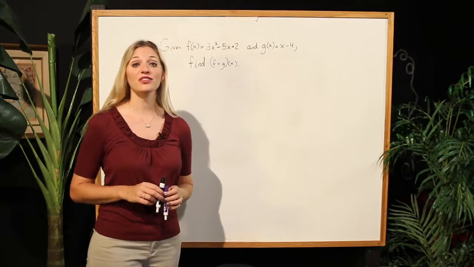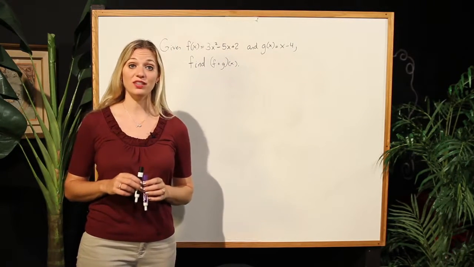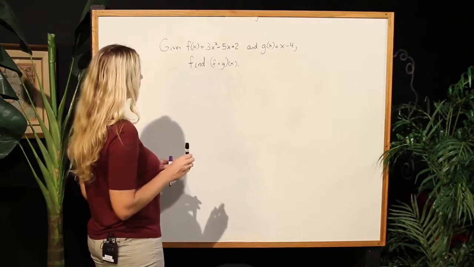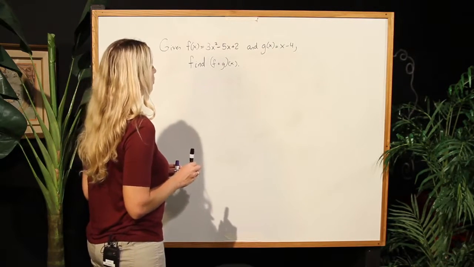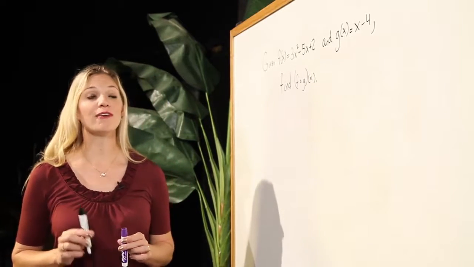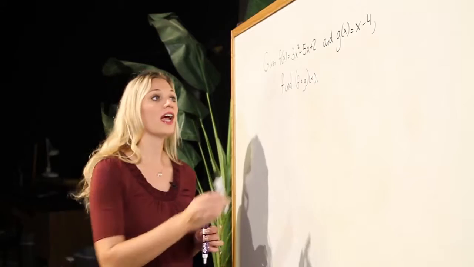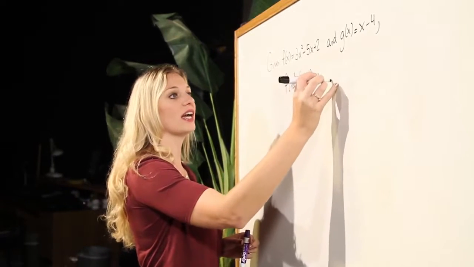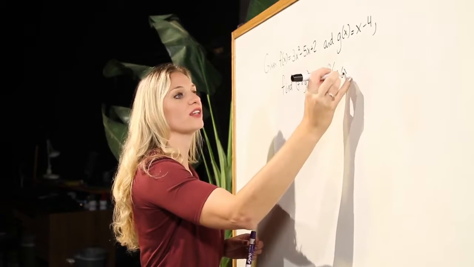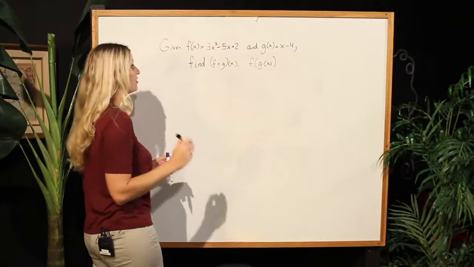In this particular exercise, we are going to find the composition of two functions. Given that f of x is equal to 3x squared minus 5x plus 2 and g of x is equal to x minus 4, we want to find f of g of x. Now the notation here is synonymous with finding f with the parentheses g of x. They mean the same thing.